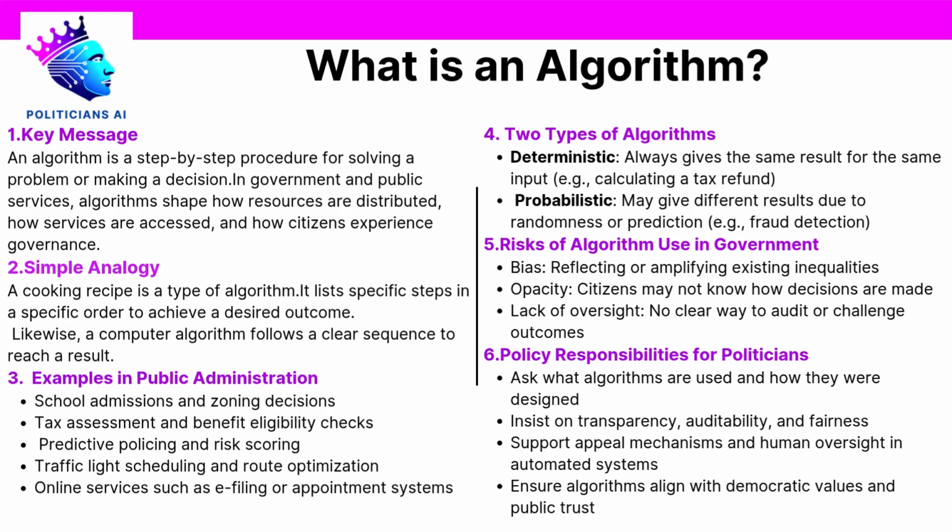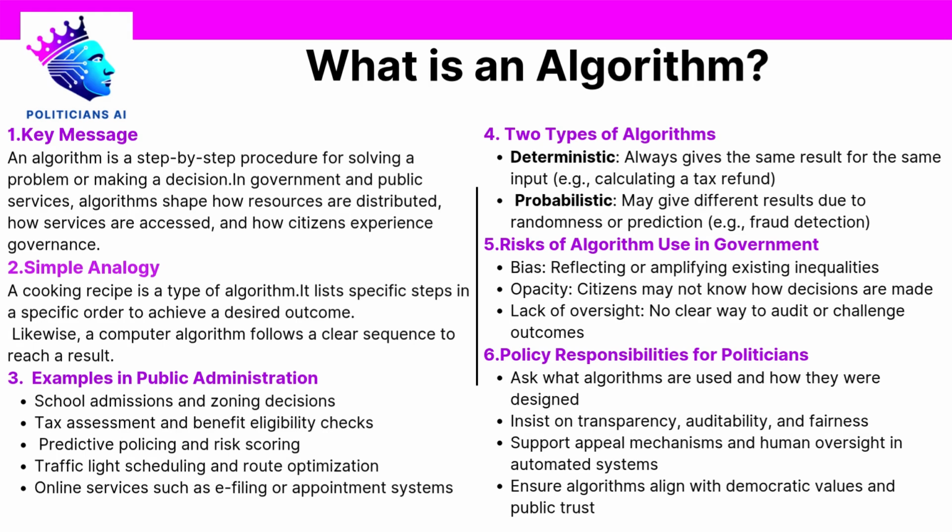In the United States, predictive policing algorithms have been shown to disproportionately target communities of color. This happened because the system was trained on historical arrest data, which was already biased. In both cases, the algorithm was not designed to be harmful. But it was unexamined, unaudited, and not transparent. That's the danger. So what must politicians do?